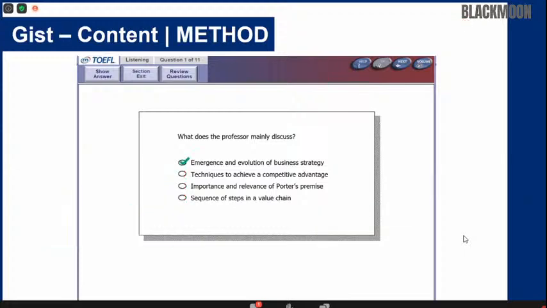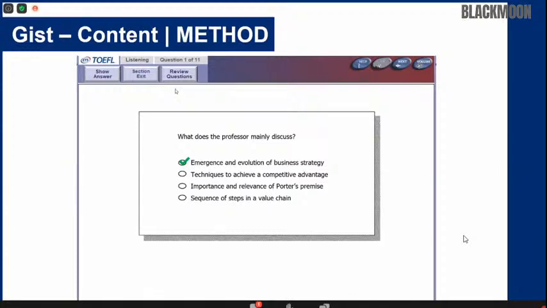So it was about the emergence and evolution. Emergence is how business strategy sort of came up, how it emerged, and the evolution, how it changed over time. So it was Henderson, he introduced it, so that was the emergence bit of it. And Porter qualified it, he changed it, he added stuff to it. So that is how it evolved. So emergence and evolution of business strategy is basically what encompasses the whole lecture.